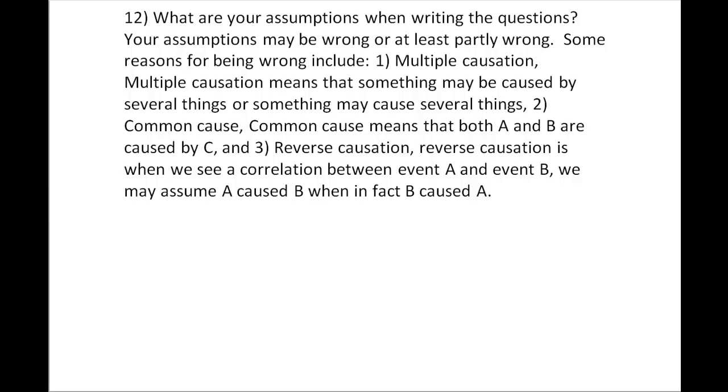Number 2, common cause. Common cause means that both A and B are caused by C. So for example, let's say that you notice that there's a correlation between ice cream sales and drowning. And so if there's more people drowning, there seems to be more people eating ice cream. Now, it's probably not that people who drown are likely to eat more ice cream. It's probably not that ice cream consumption causes people to drown.